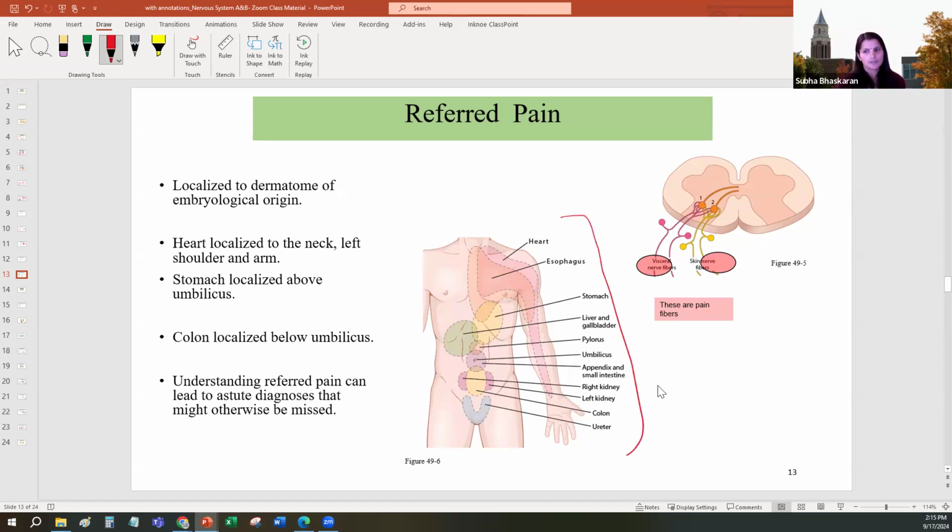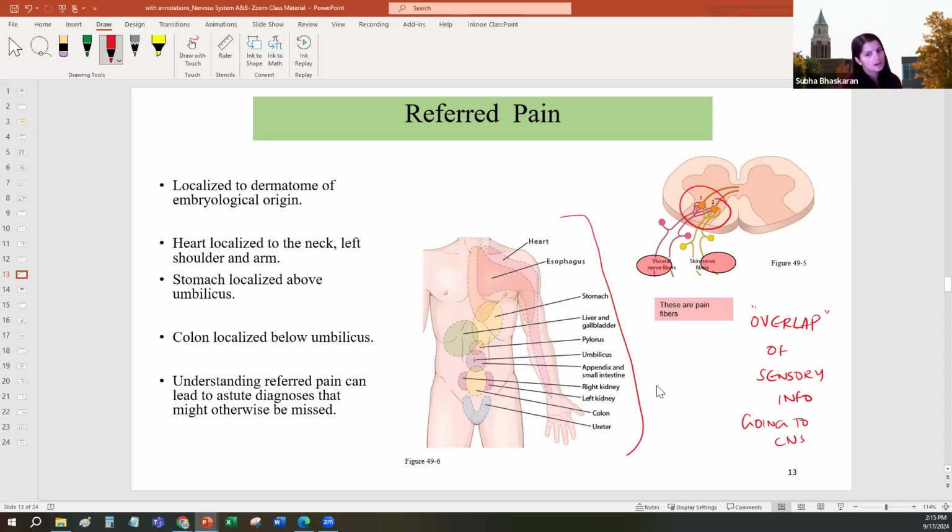So what they're trying to say here, you see this overlap of sensory information going to the CNS. The CNS is getting confused whether it's coming from the internal visceral organ or the actual somatic area. And that is why it is kind of radiating.